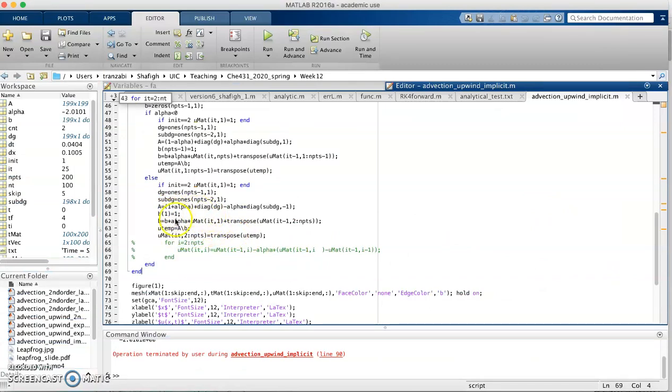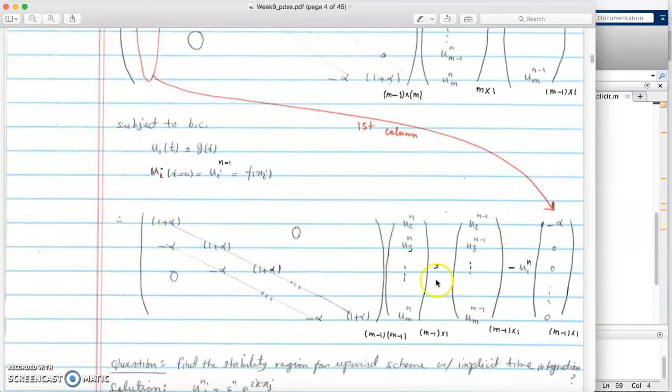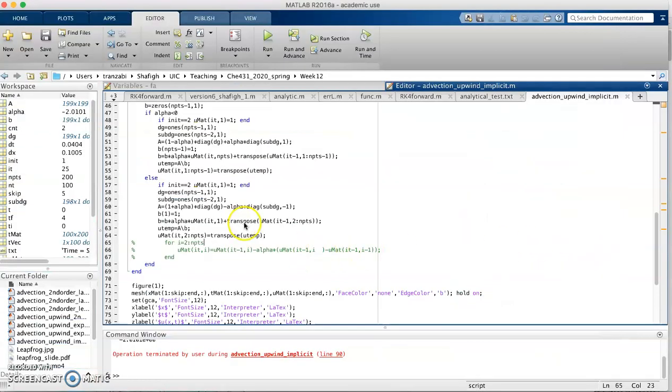This piece assembles the second vector we just saw. And then the second piece here is the transpose of u at time tn minus 1. That corresponds to this vector, so I have to get the values of the function at tn minus 1. So think of this as a row vector, then I have to transpose it to make a column vector, and that's what this transpose does.